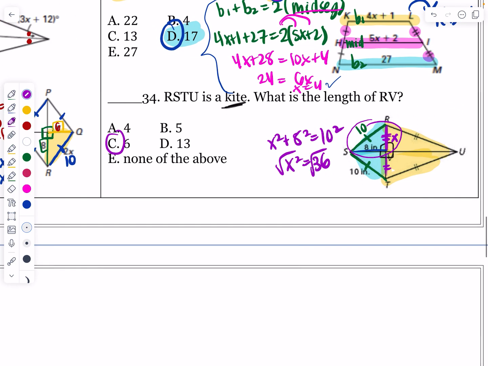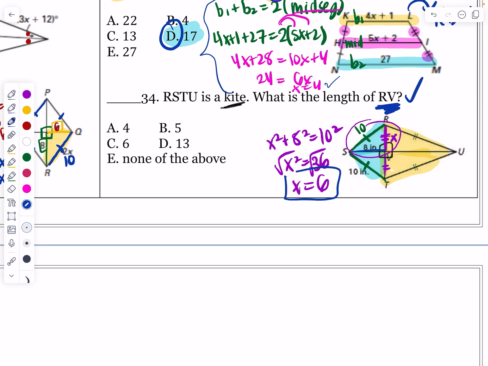Now let's pause. Oh, hold on. That is what x is. X is equal to 6. Y'all, I'm catching myself, you just check yourself before you wreck yourself. X is equal to 6. What is the length of RV? I had a math teacher in high school who made me slow down and check off what it was actually asking for. What is the value of x? 6. Is that what it asked me for? No. It asked me for what is RV.